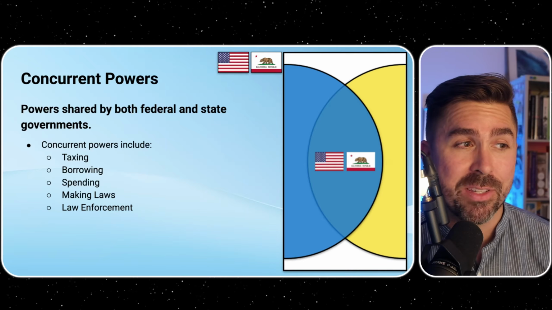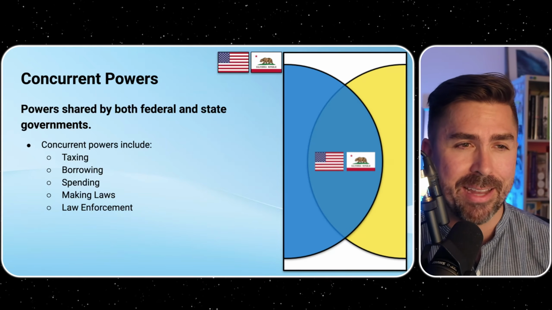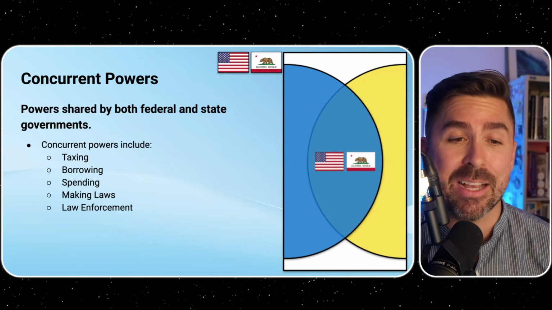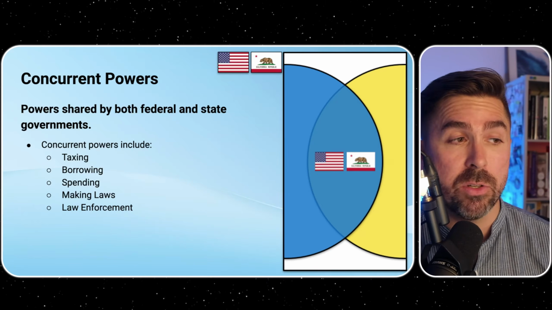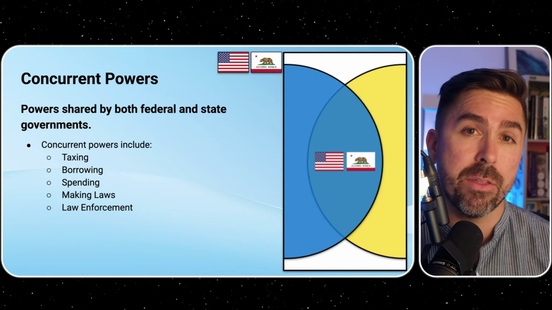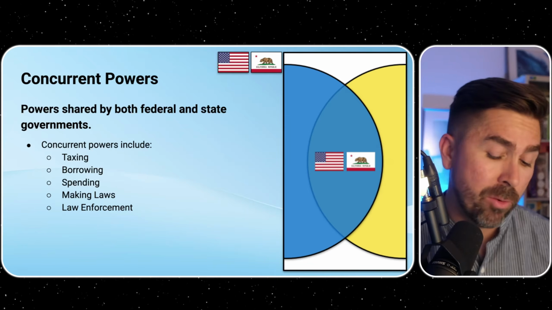And governments tax, but guess what? They also like to borrow. The United States has quite a lot of debt, and likely your state does as well. California certainly does. And that is because constitutionally, both levels of government have the authority to borrow money and to spend money. So that's going to be a really big part of it.